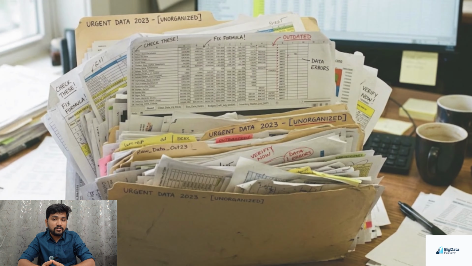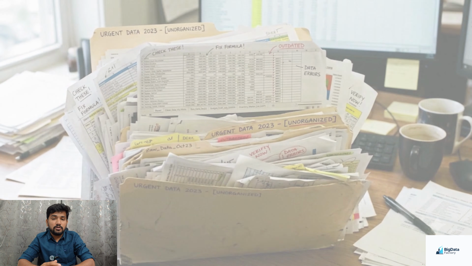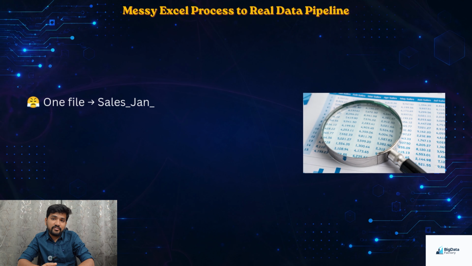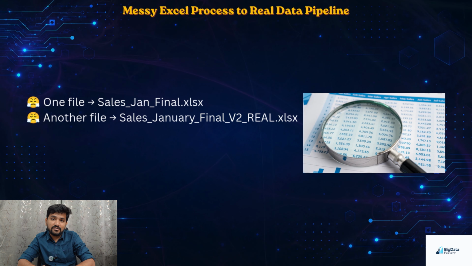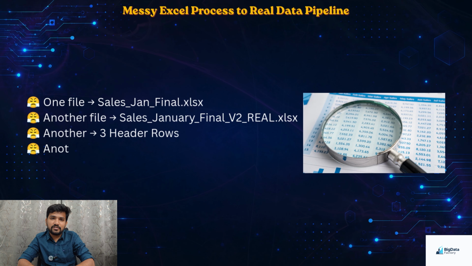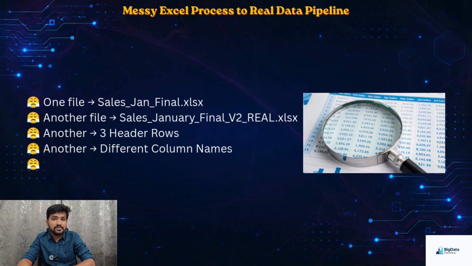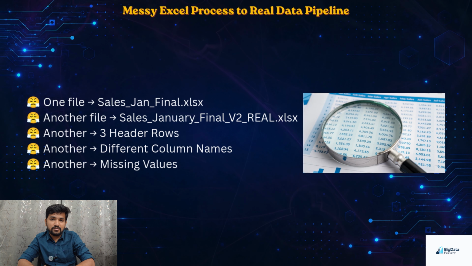This is how many real data engineering projects start. Not with Kafka, not with billions of clean data, not with a perfect cloud architecture, but with a folder full of messy Excel files. One file is called Sales Jan Final Excel, another is called Sales January Final Excel, another has three header rows, another has different column names, and another has missing values. And somehow, every week, someone manually copies all of this into one master report.